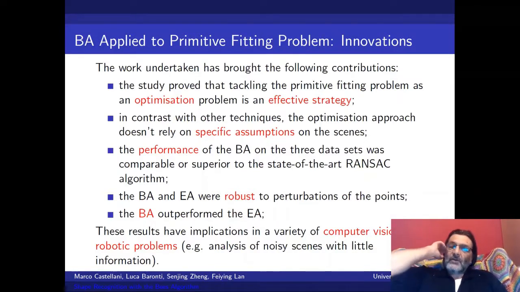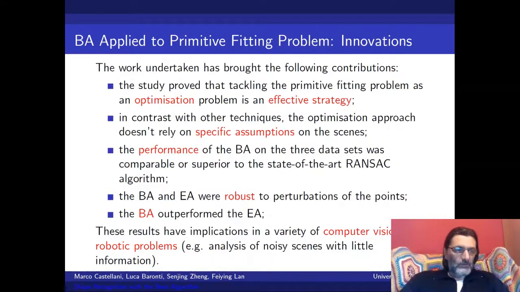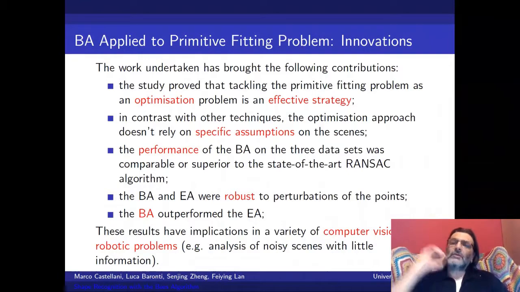Also, the Bees algorithm and the evolution algorithm were robust to perturbation of the points. So when noise is introduced, there is no variation in the performance of the 2 algorithms. The main difference between RANSAC and the Bees algorithm, which in terms of accuracy are the 2 winners of this comparison, is that the Bees algorithm doesn't rely on any specific assumption on the scenes. For the RANSAC algorithm, we had to define a tolerance threshold.